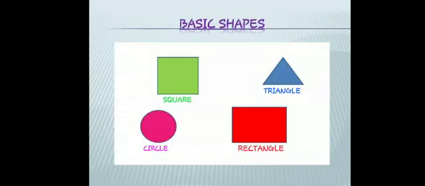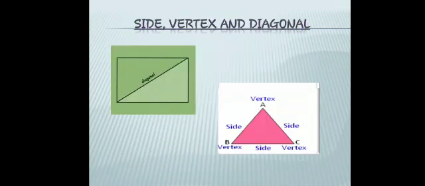In Standard 2, all of you have learnt about some basic shapes. These basic shapes are also known as plane figures. These plane figures are square, triangle, circle, and rectangle. The line segments which join together to make a figure are called sides. The point where two sides meet is called the vertex or corner. And the diagonal is the line which stretches between two vertices.